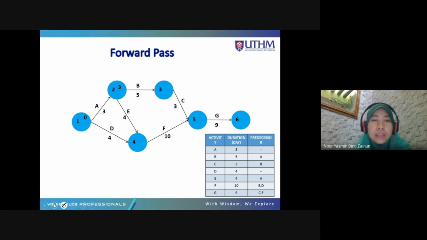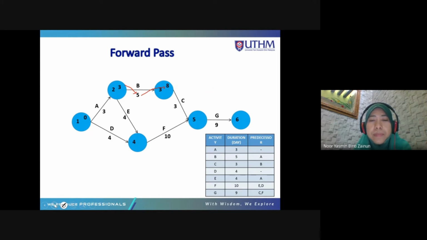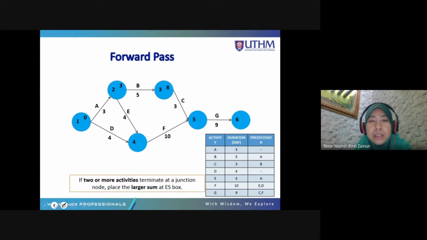After that, 3 plus 5, you will get here 8, right? And then after that, you need to follow the arrow, because when you follow the arrow, you will not miscalculate. Here, 3 plus 4, you will get 7 here.